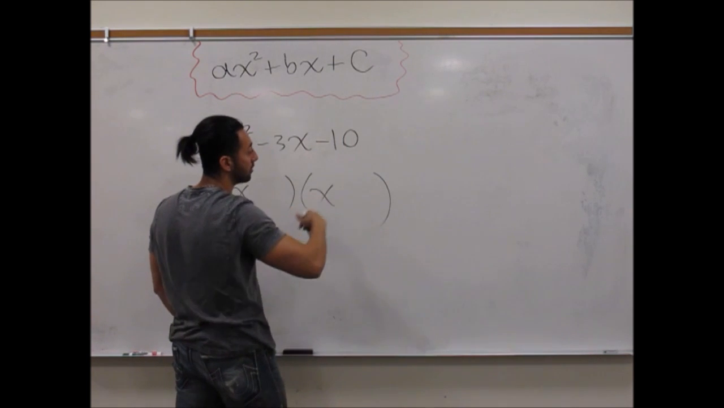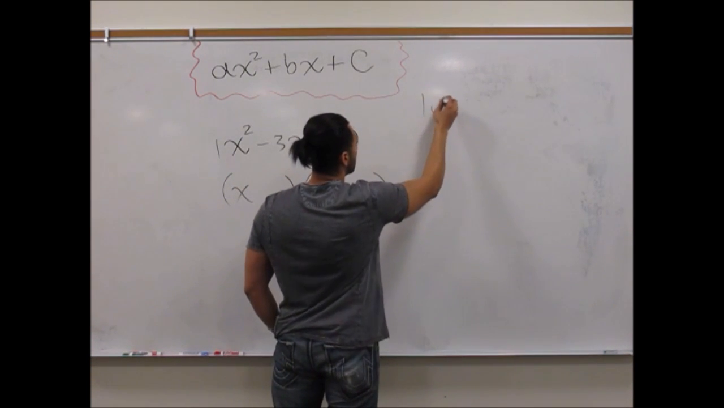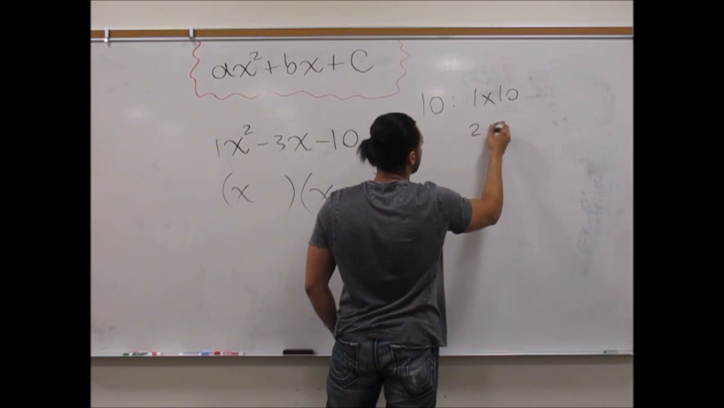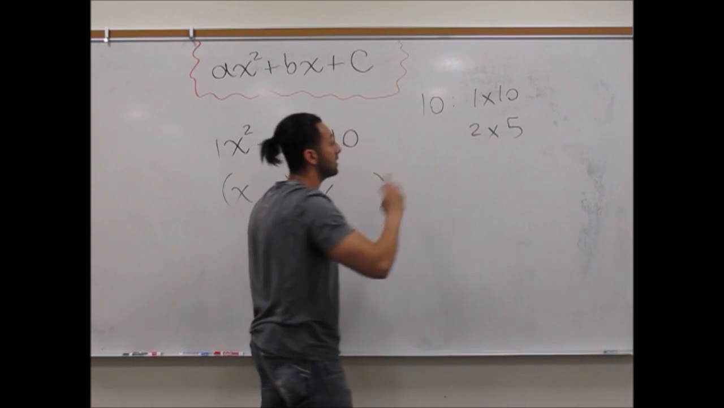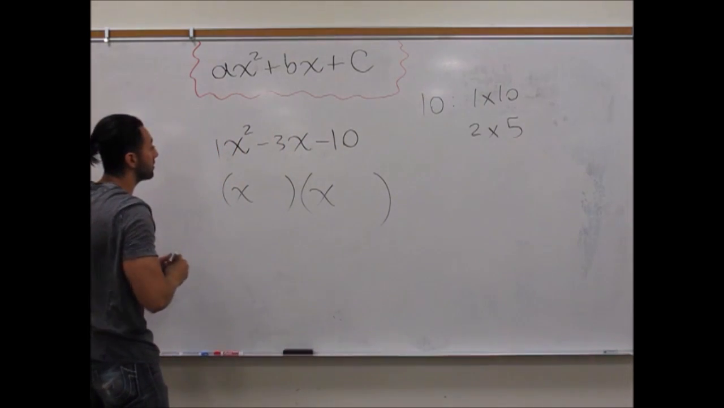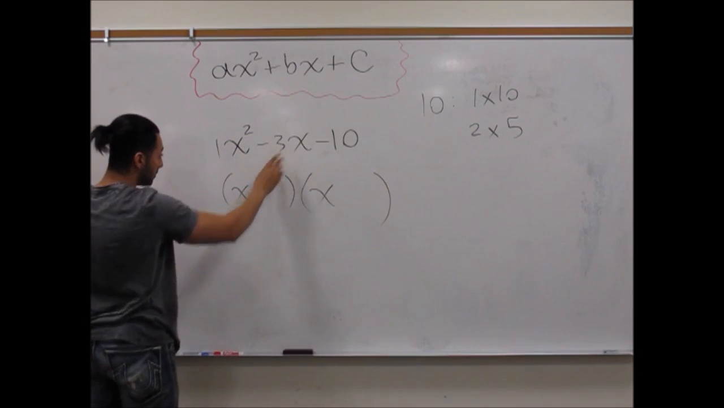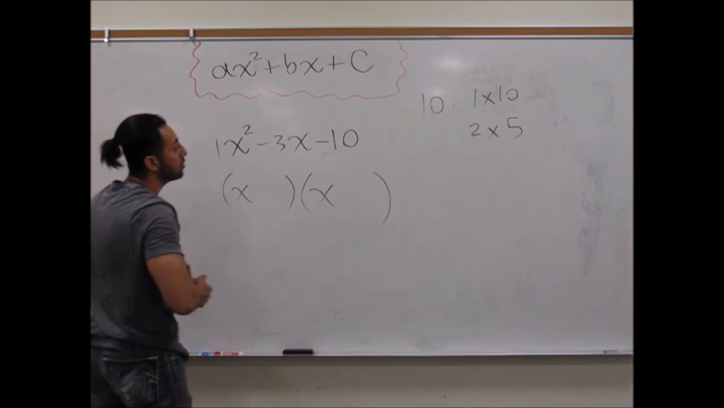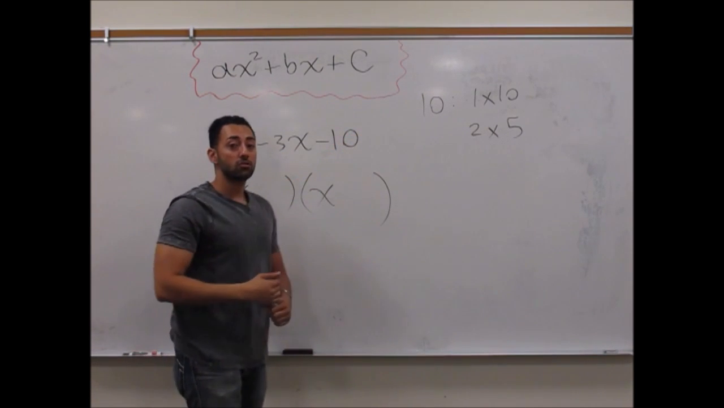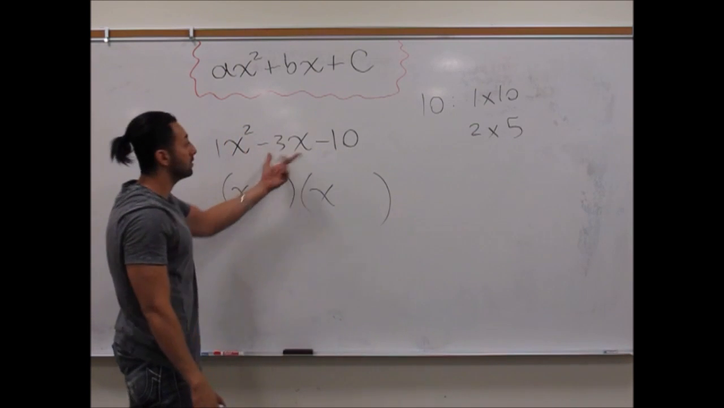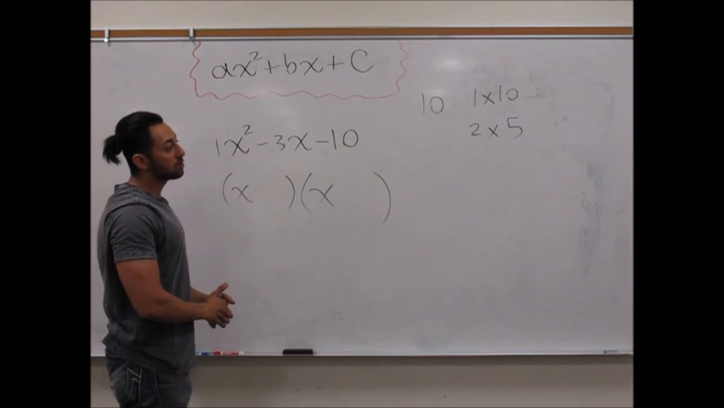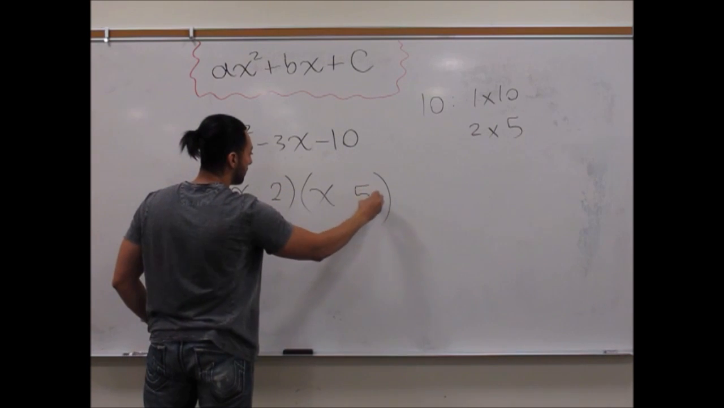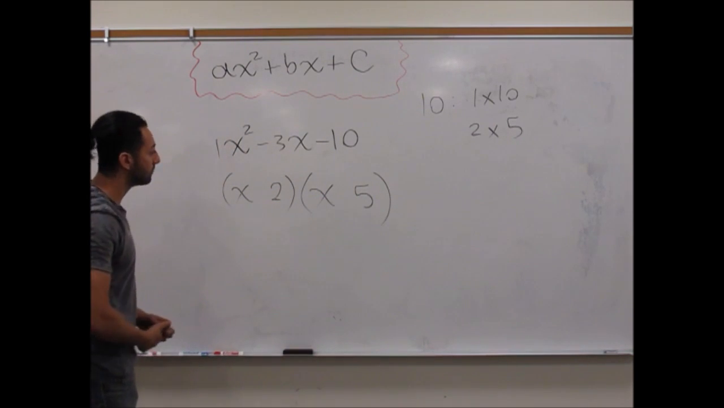Negative 10, but we'll worry about the negative later. So it's 10, and the numbers that give me 10 when you multiply them together are 1 and 10, and 2 and 5. Then you put your focus on this B term, which is negative 3, or just 3 in general, right? So would 1 and 10 add or subtract in any way to give me 3? No way, right? So it has to be 2 and 5. So 2 there and a 5 there.